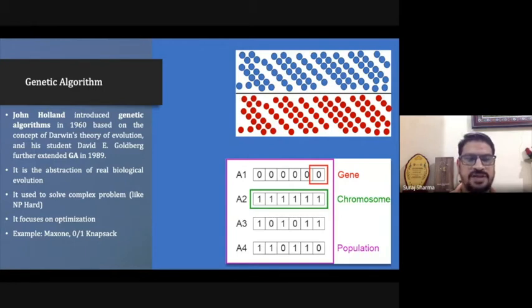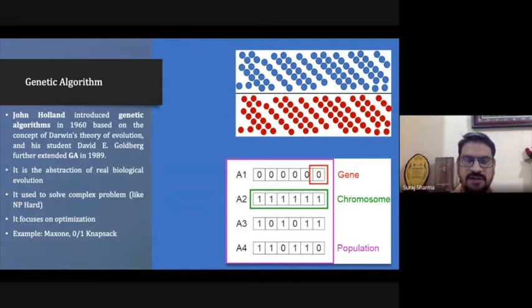Based on that, John Holland introduced an algorithm which is called the genetic algorithm. And further, John Holland's student, David E. Goldberg, extended the genetic algorithm in 1989 and came up with the genetic algorithm in today's AI syllabus that we use. This particular algorithm is the abstraction of real biological evolution.